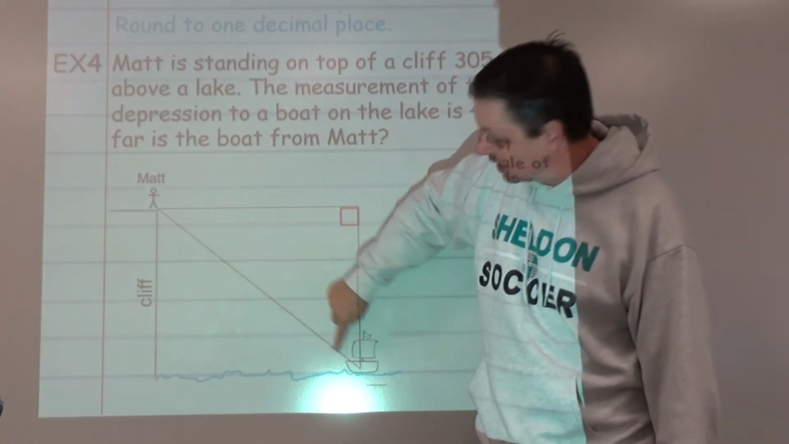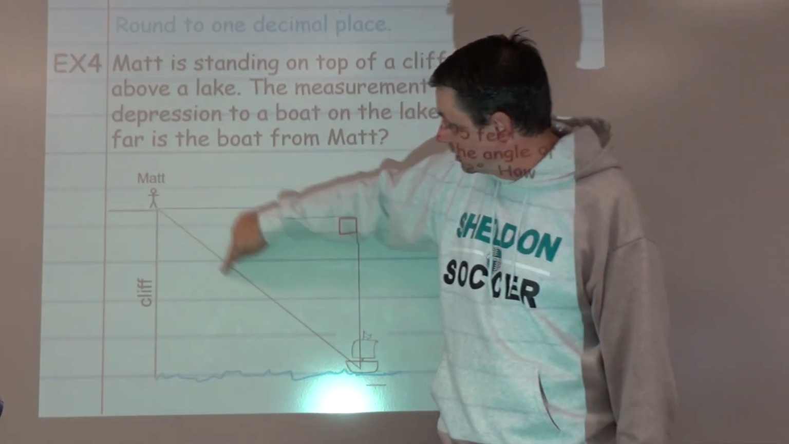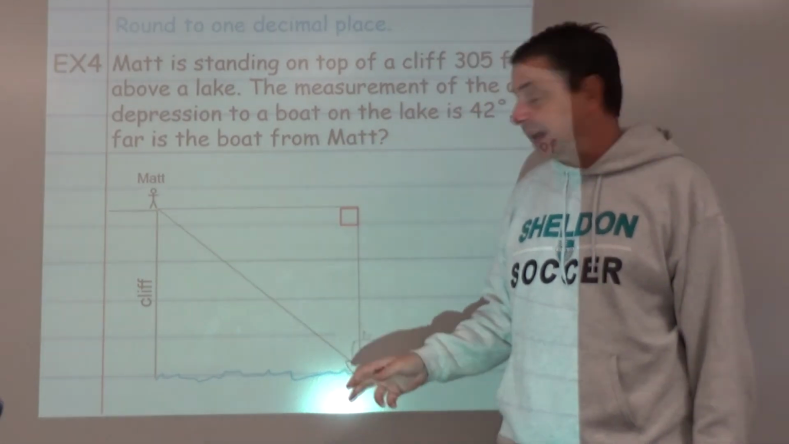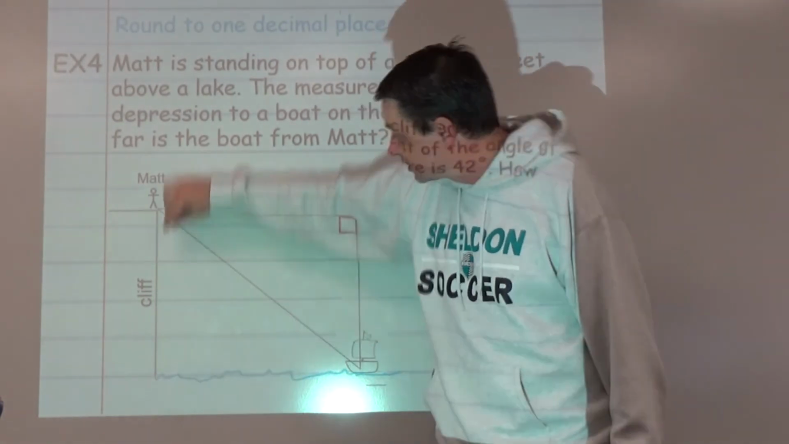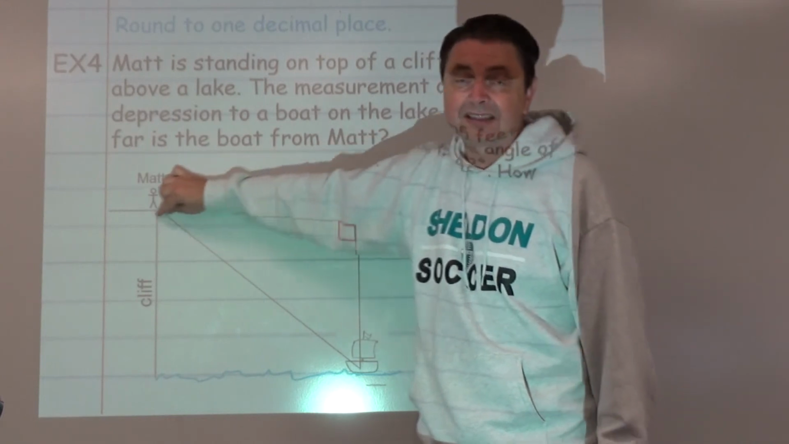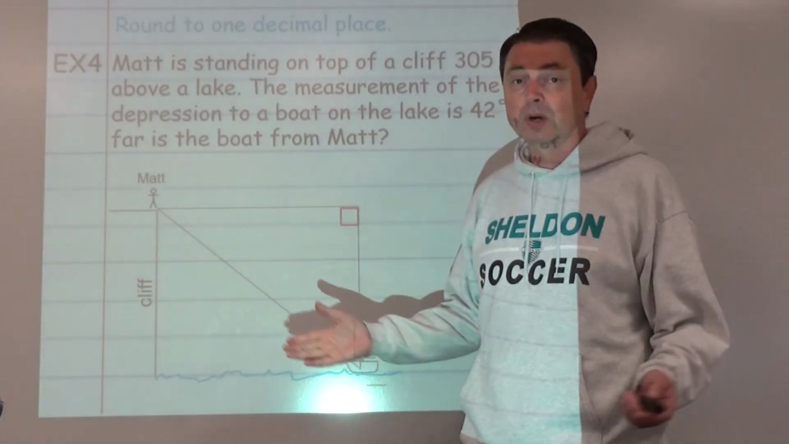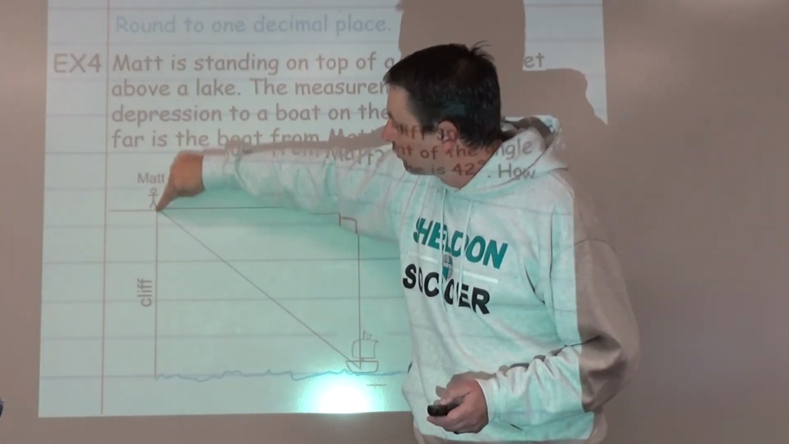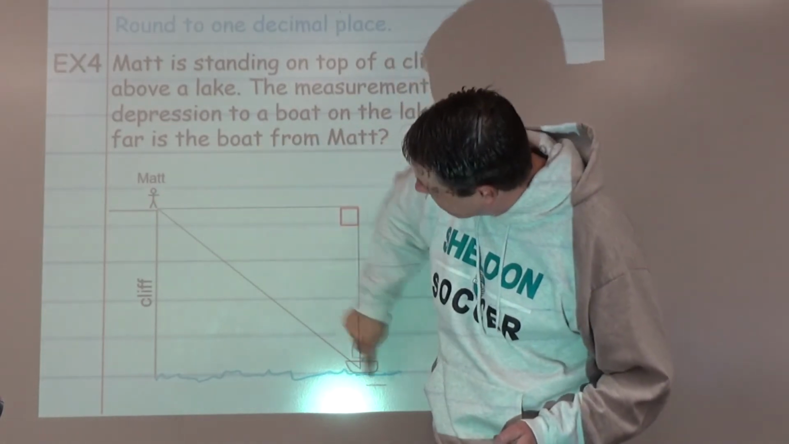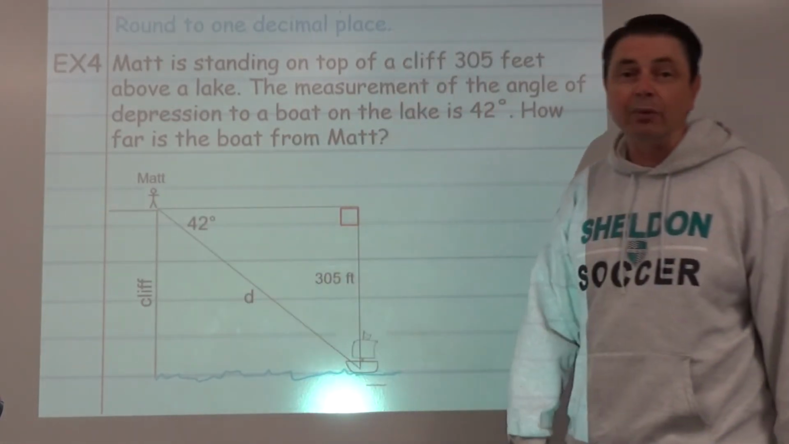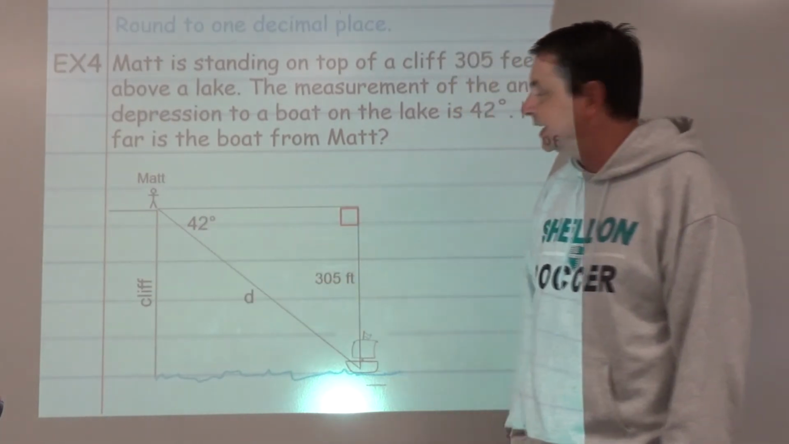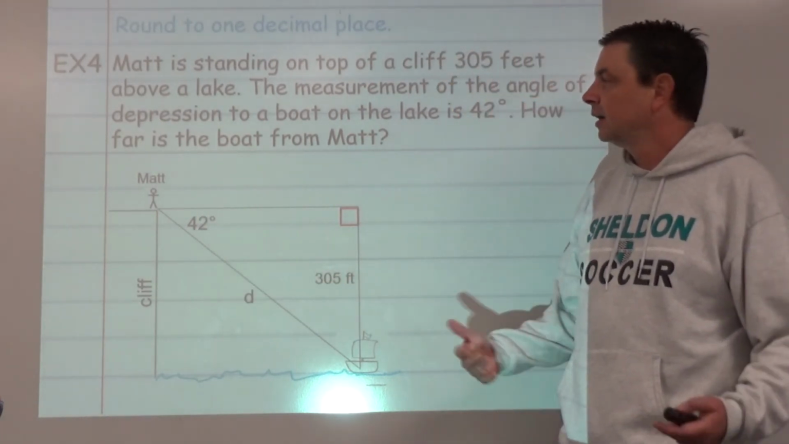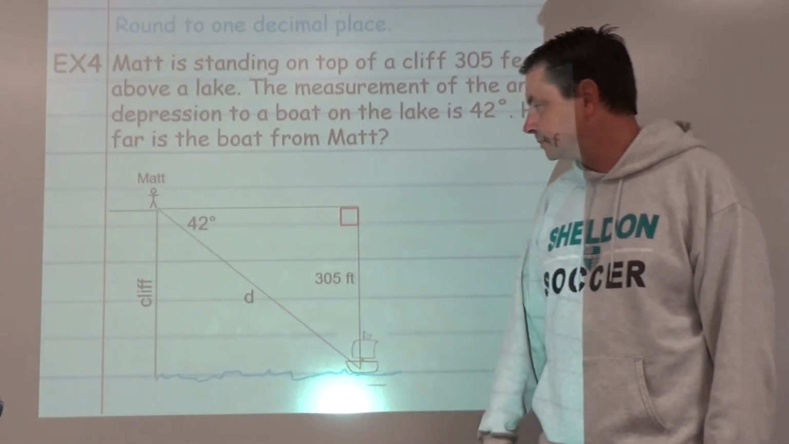This is the distance that we want, the straight line distance. It might be a different problem to say how far is the boat from the base of the cliff. That would be this, which is essentially this length in our triangle. That's a different question. We want to know from Matt to the boat, that's this distance right here. So we'll label that with a variable. I chose D, you didn't have to. So here are the 3 things in our triangle. Now let's solve for D.